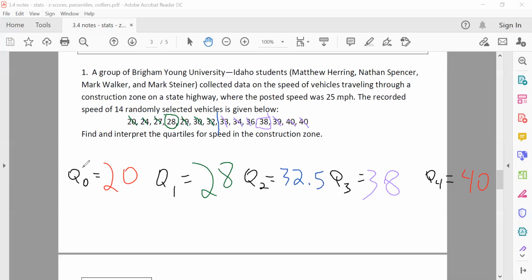So interpret the quartiles. Well, Q0 and Q4, okay, you can do it. Q0 is just the smallest possible value, the value that is higher than nothing else. Q4 is the value that is better than everything else. It's better than 100%, or all four quartiles. Q1 is the first quartile. It's better than 25% of the data. Q3 is better than 75% of the data. The median is better than 50% of the data.